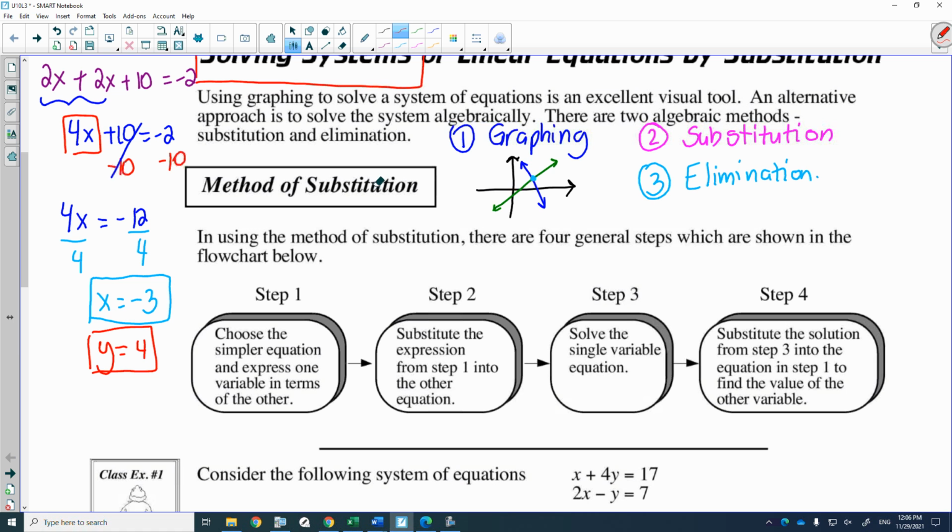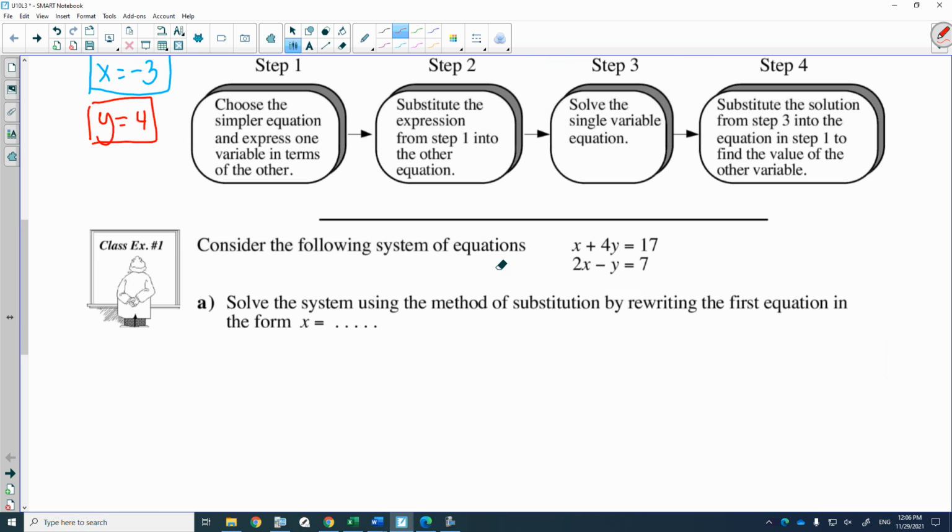Okay, let's look at this first class example. What you do is you look at your two systems. One of these systems, I could solve for one of the variables in one step. I either want x is equal to or y is equal to. Only one of these I could solve in one step. Do you know which variable it is? What would it be?